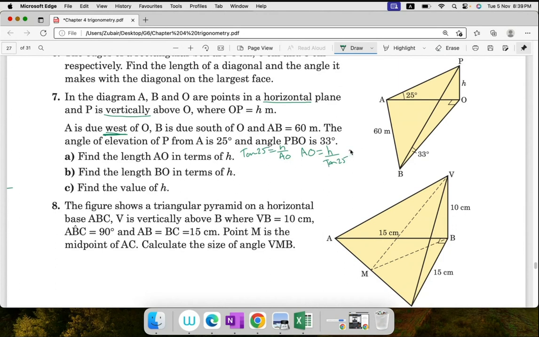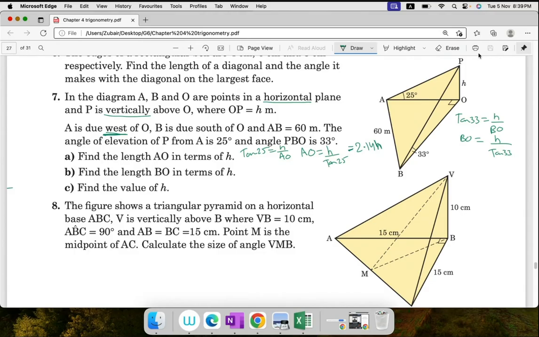So you can leave your answer in this form. If you wish to go for decimals, 1 divided by tan 25 is 2.14, so 2.14H. Both ways are acceptable. Find the length BO in terms of H. Again, applying tan of 33 is perpendicular over BO. So BO goes on the other side, equal to H by tan of 33.